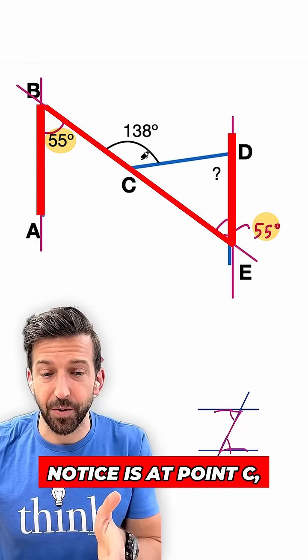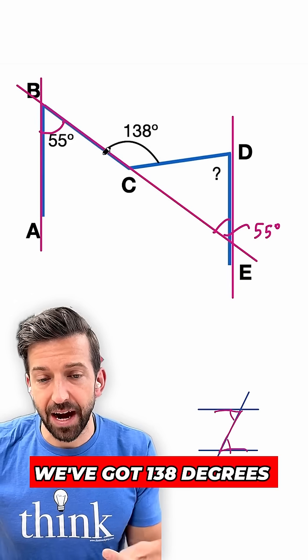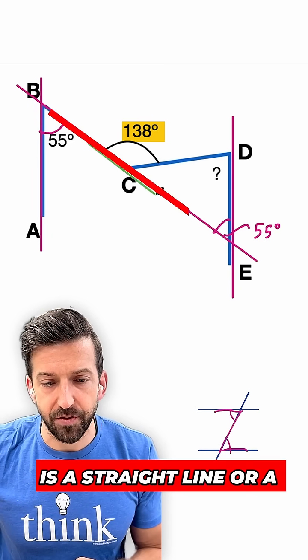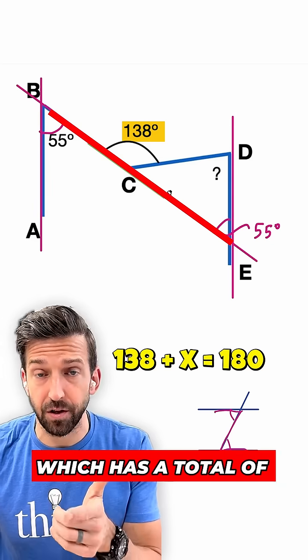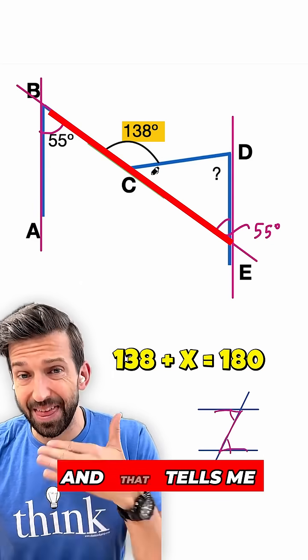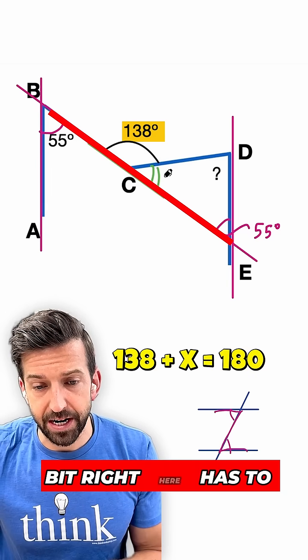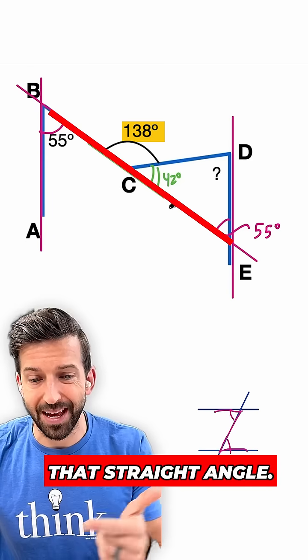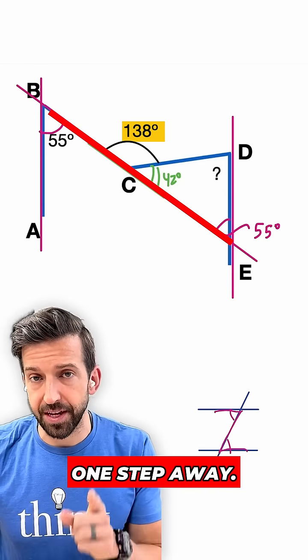Now, the next thing to notice is at point C, we've got 138 degrees already, and through point C is a straight line or a straight angle, which has a total of 180 degrees. And that tells me that this remaining bit right here has to be 42 degrees. So 138 and 42 give me that straight angle. And now we're just one step away.